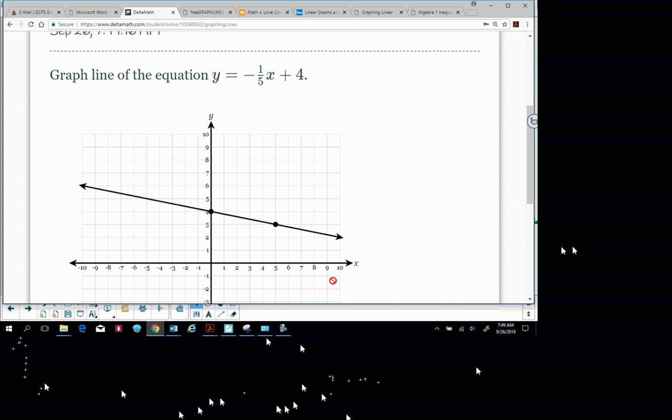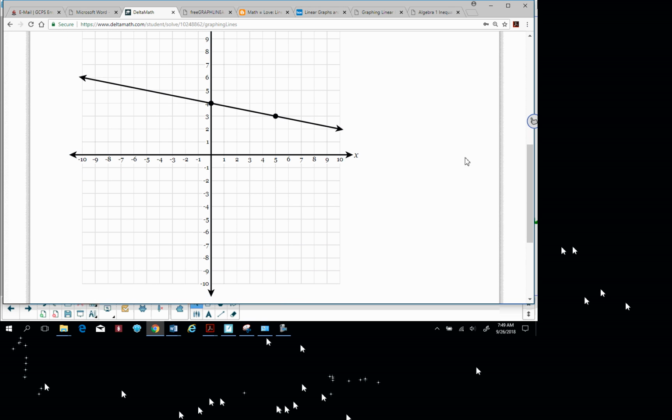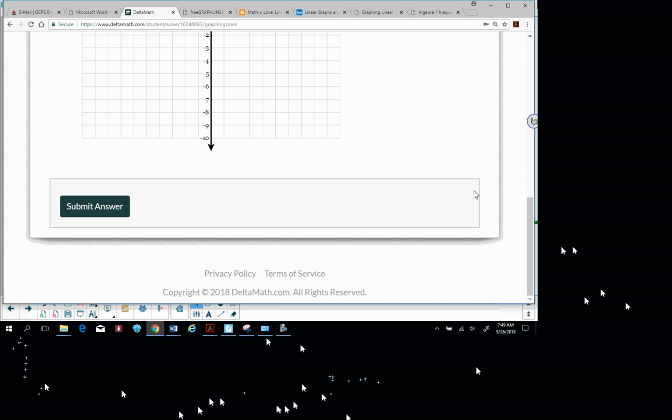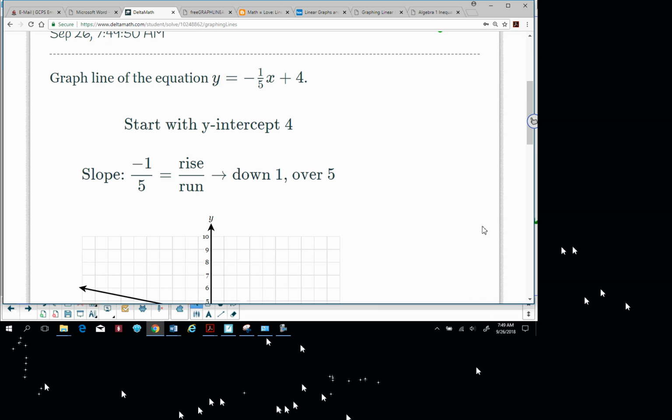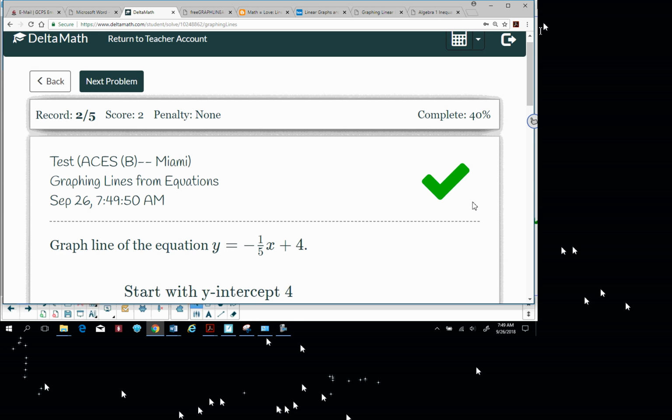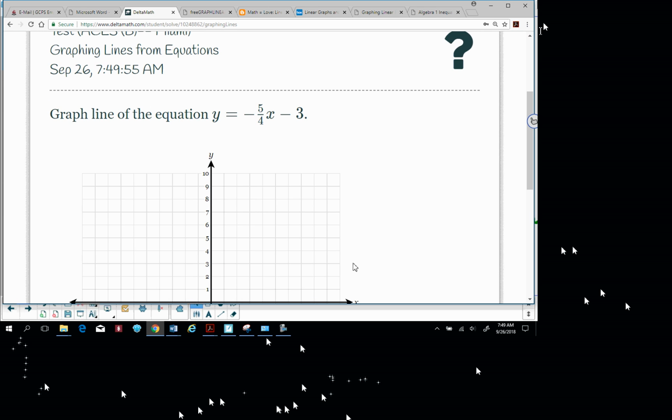And if you click, say you did it wrong, see this red button right here? That gets rid of it. So if you did it wrong, you can always do that before you click submit. So I go down 1 because it's rise over 5. And here's my little man. I can see it's nice negative, so it's going down. And then you just click submit answer. It's only 5 questions. And that's your homework, Delta Math. So it's pretty straightforward.